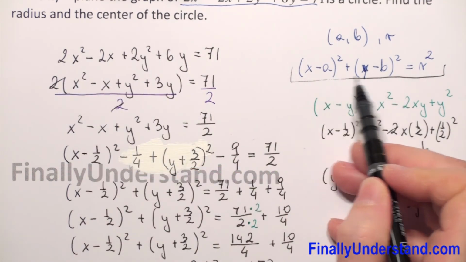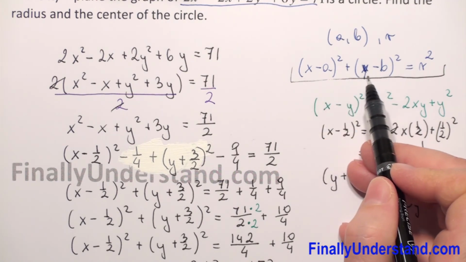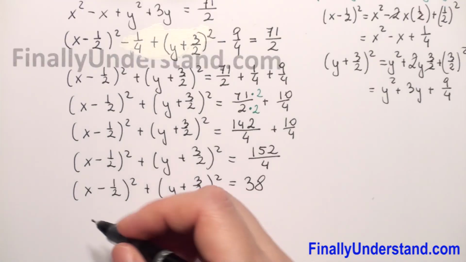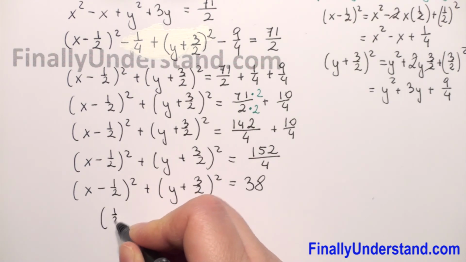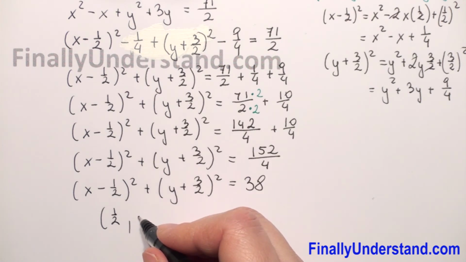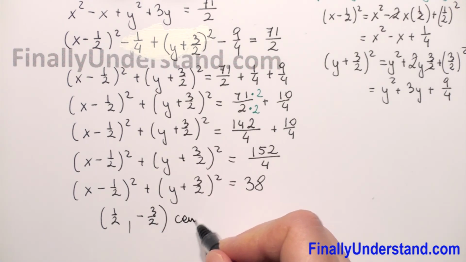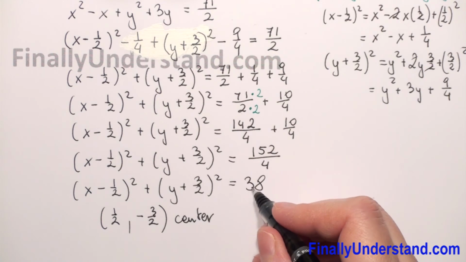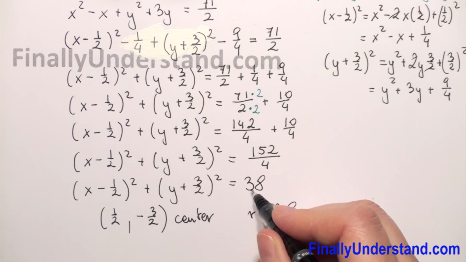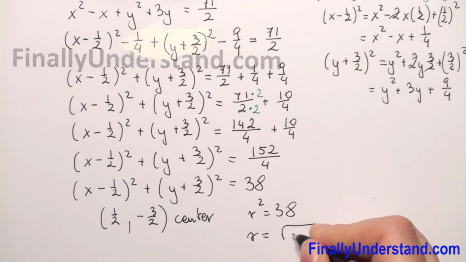The center of circle is A, B, whatever we subtract from x and is first coordinate, and the second is in the second parenthesis, whatever we subtract from y. So we have A will be 1/2, B, what will be, because we have plus here, it means B is negative 3 over 2. This is the center. And the radius, we have that R square is 38, because whatever we have on the right side is our square of radius. So r is square root of 38.